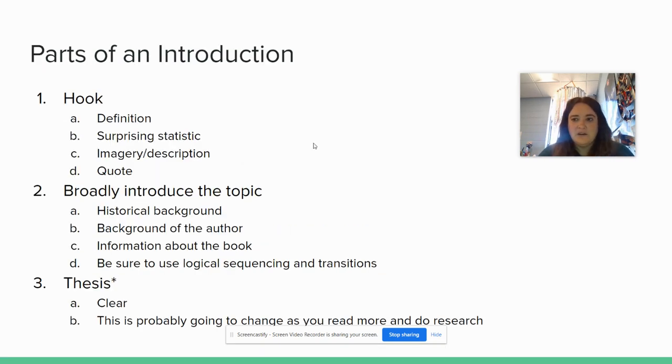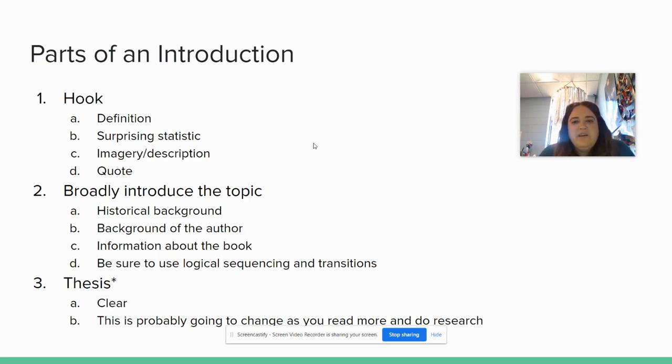Okay, so in an introduction, and you may not be writing a whole essay for this project, which I'm sure most of you probably won't, but I still want to introduce you to all the aspects of this because you will have to do this in other classes, on the state testing and all that. So the first part of the introduction is the hook. That's going to be the first sentence, maybe two.